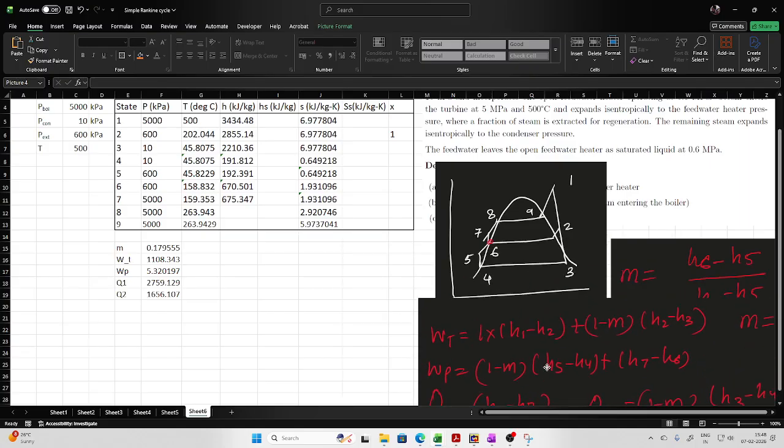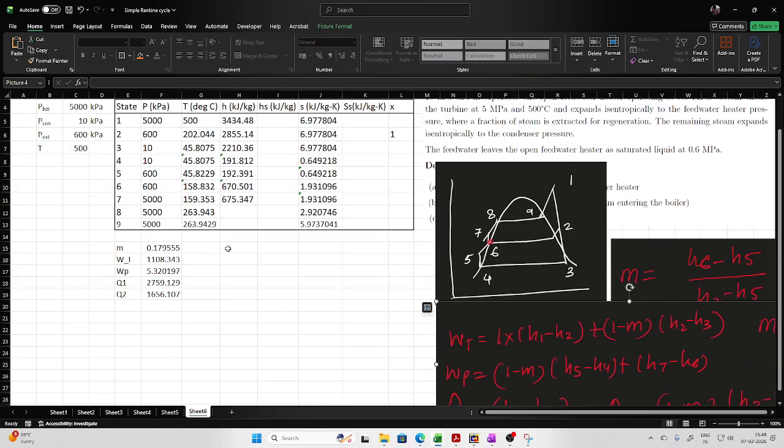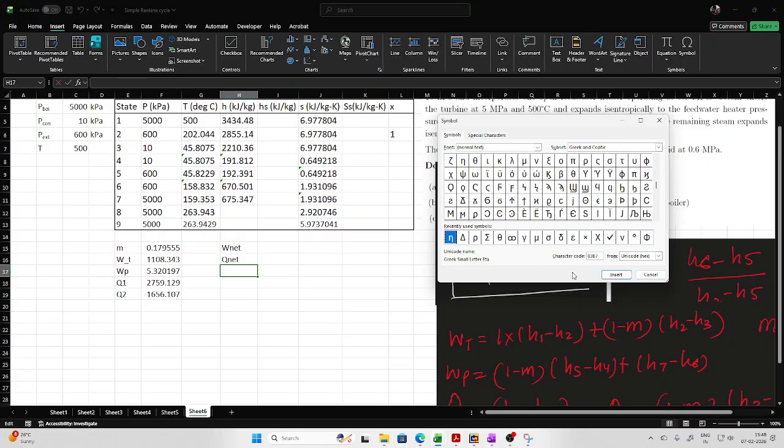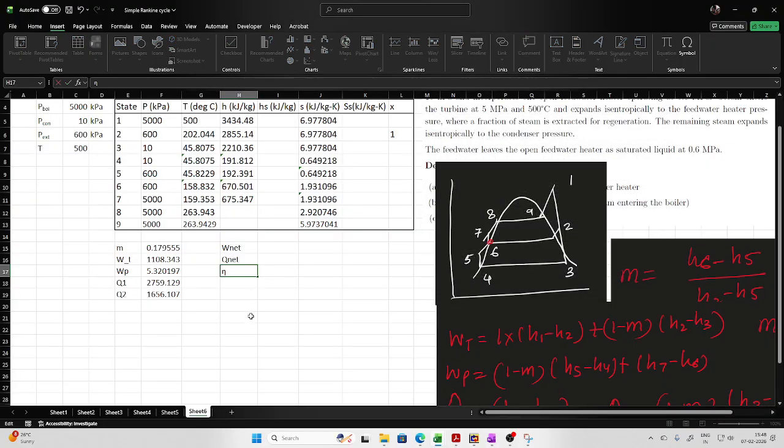Once this has been done, you can evaluate the net work output, and you can also evaluate the net heat output for verification. Then efficiency, eta. So eta based on network output, or you can also evaluate based on heat. Now, what is network output? It is the turbine work minus pump work. What is the net heat input? It is the heat added minus heat rejected.